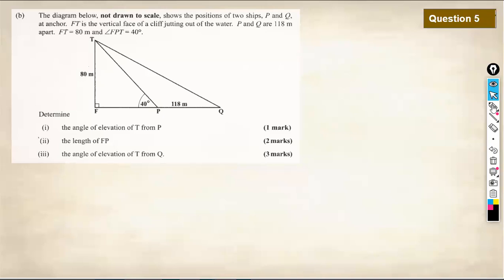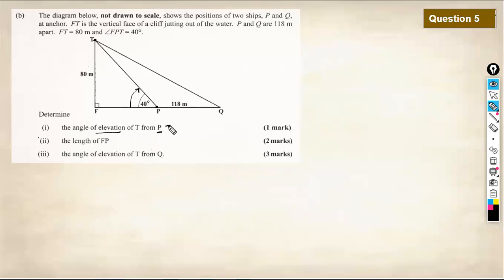They said the angle of elevation of T from P. Now, T is up here, and it's from P. So that means we're standing at P, right? Well, what is an angle of elevation? Isn't that when you stand at a certain point, you face horizontal and then tilt your head upwards till you face the particular point?